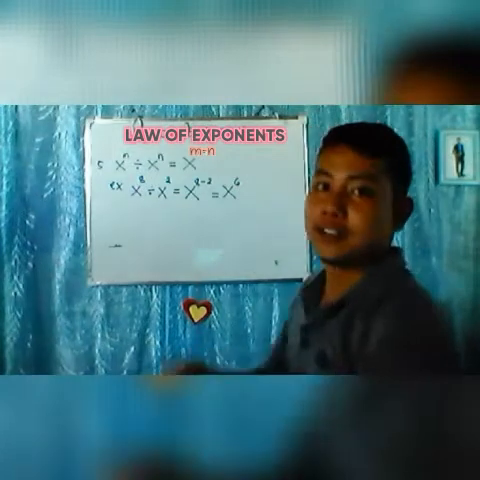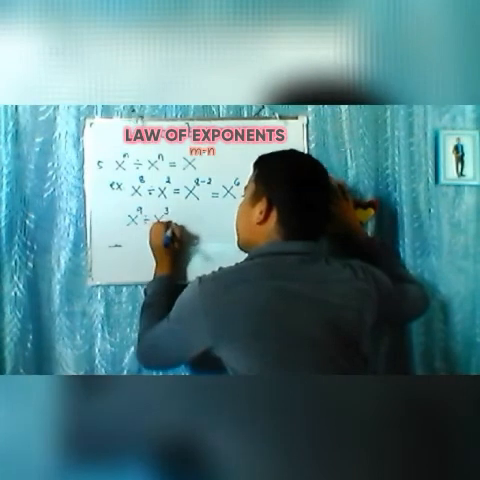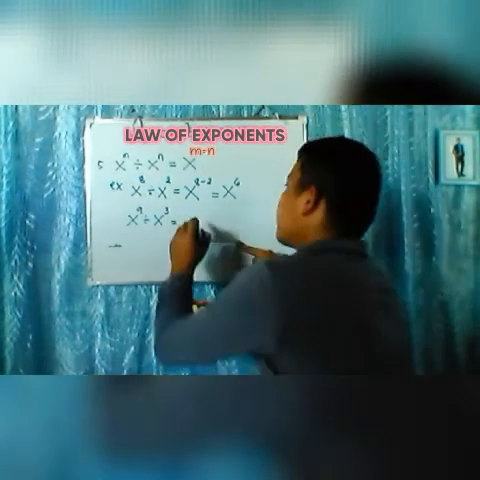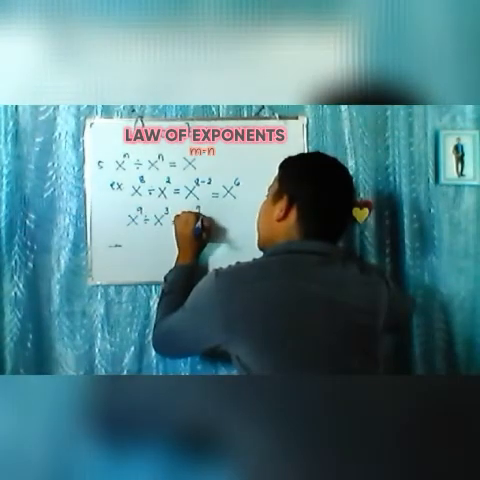So that's it. So another example, x to the power of 9 divided by x to the power of 3, or x cubed, is equivalent to, copy the variable x, next is subtract the exponent, 9 minus 3.